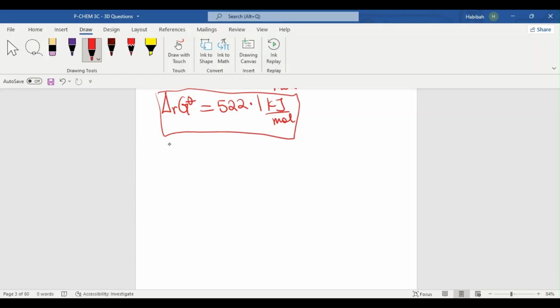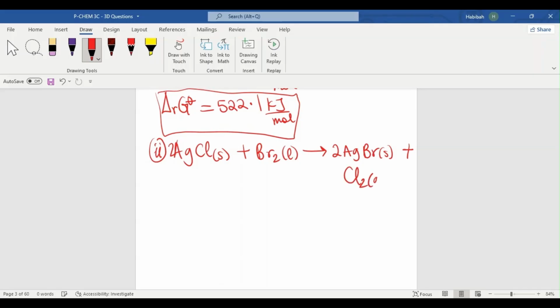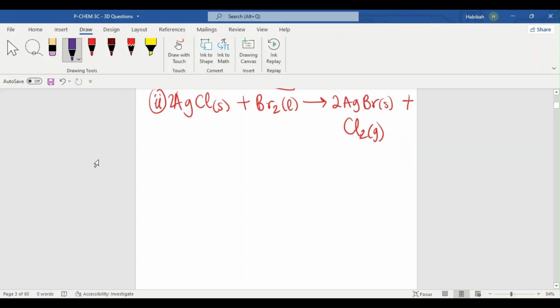The second reaction is 2AgCl, solid, plus Br2, liquid, giving 2AgBr, solid, plus Cl2, gas. So we have all of this information. Let's not forget the general rule is this one right here. We know that the Gibbs energy of reaction is just the summation of, this is the coefficient, by the way, for all of you who don't know what this V stands for. It stands for the coefficient.